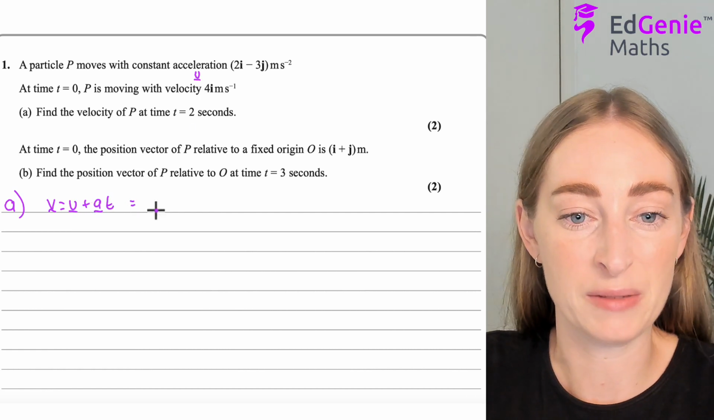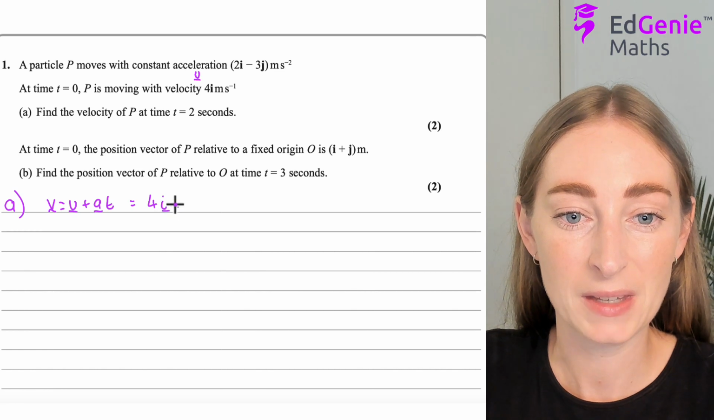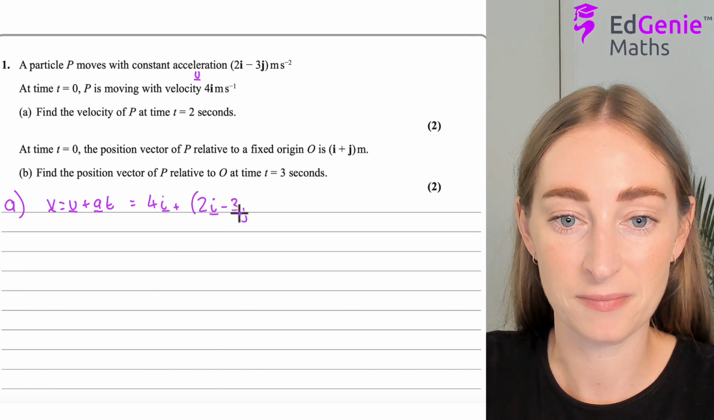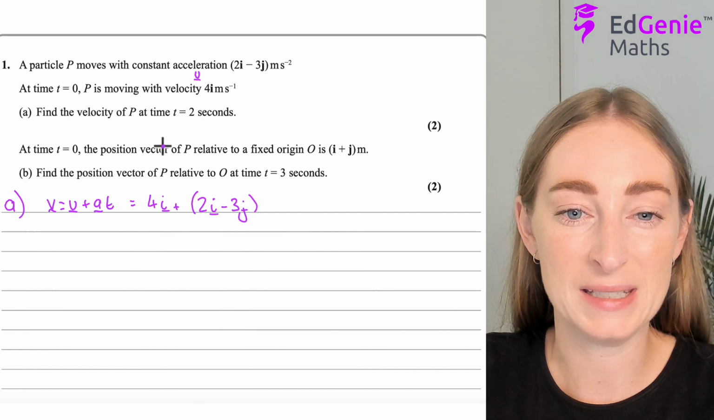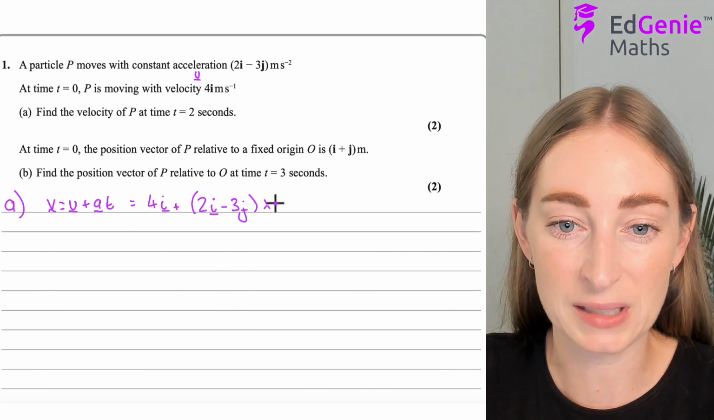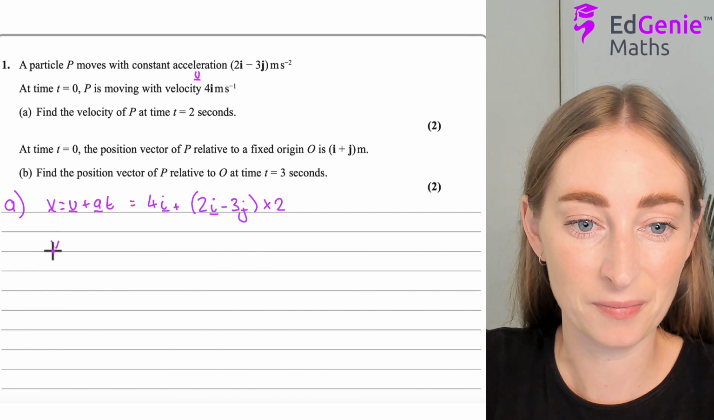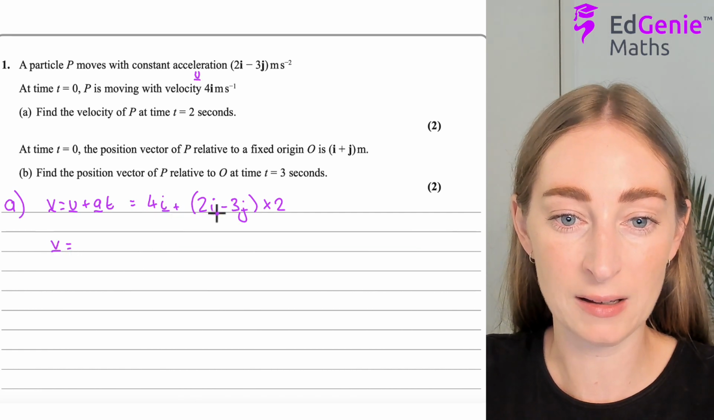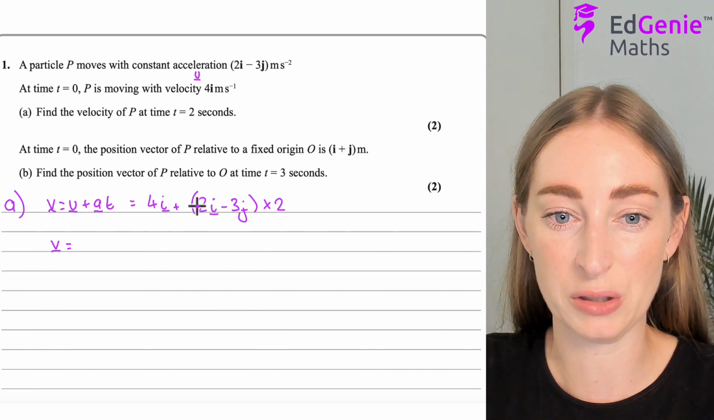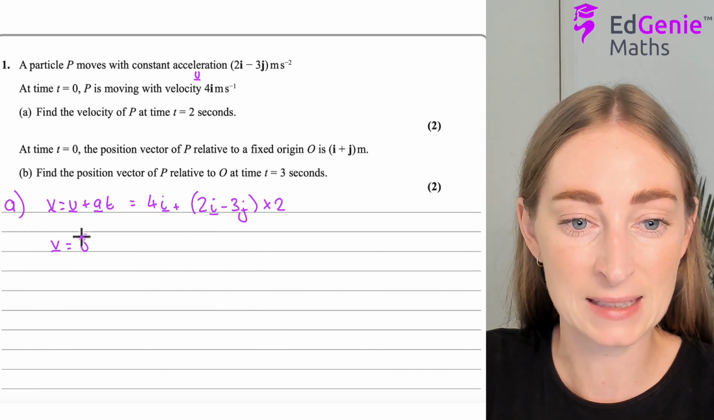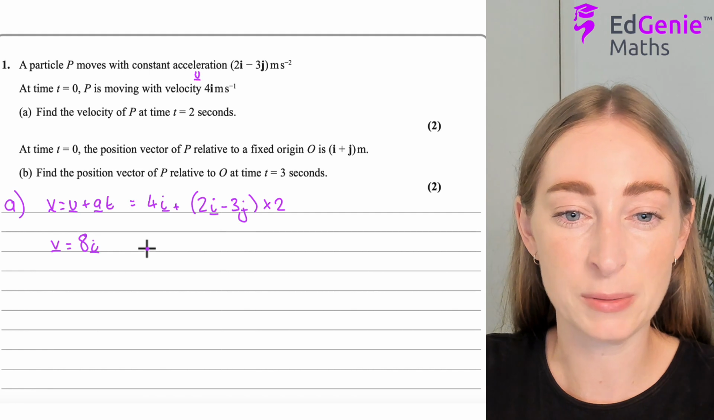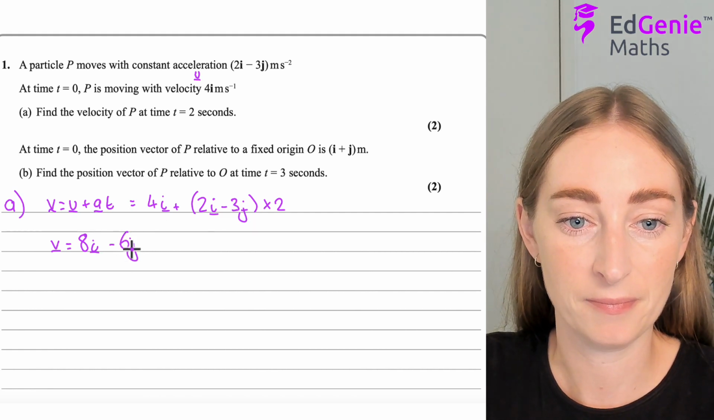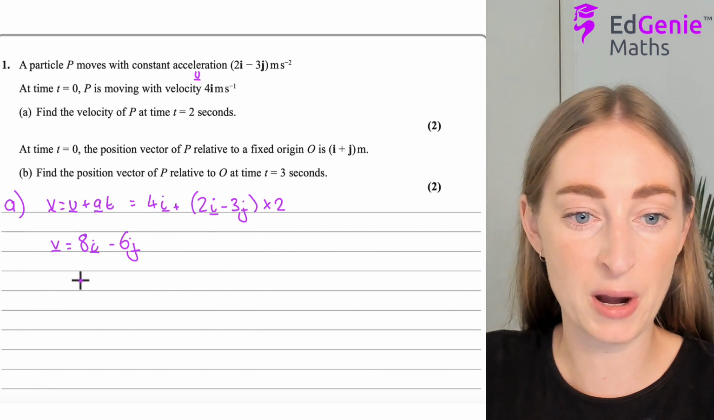So our u is going to be 4i plus our acceleration multiplied by t, which at this point is going to be 2. So now we just need to work that out. 4i plus, and then we've got 2i times 2. So 4 plus 4, that's 8i. And we've got minus 6j. Okay, and that's our answer for part A.